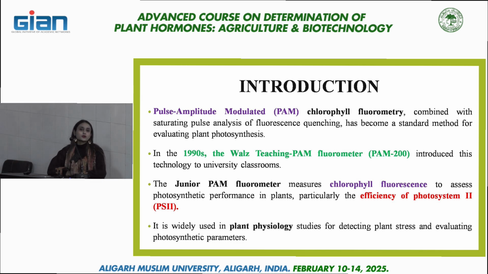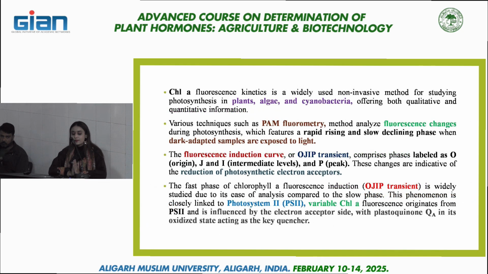Chlorophyll A, as we all know, is a very important molecule in photosynthesis. Chlorophyll A fluorescence kinetics is widely used as a method for studying photosynthesis in plants, algae and cyanobacteria, which offers both qualitative and quantitative information. Various techniques such as PAM fluorometry analyze fluorescence changes during photosynthesis, which basically measures the rapid rising and slow declining phase in dark adapted samples or when they are exposed to light.